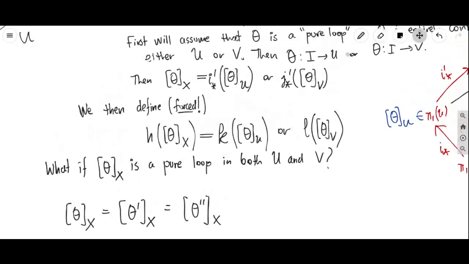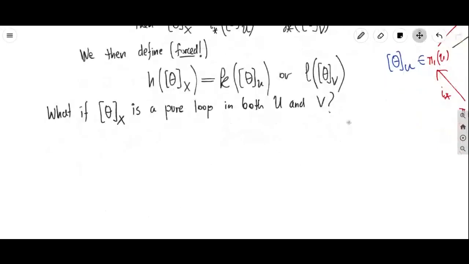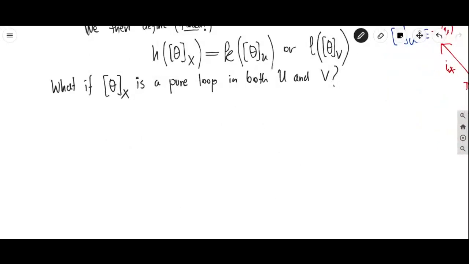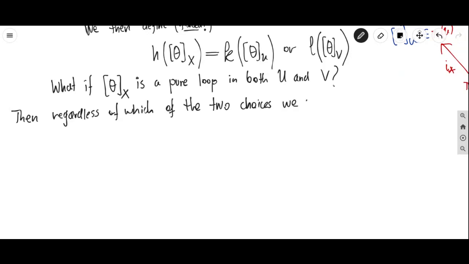We saw that if it's only contained in one of them, then there's no choice. It's clear how you define H. But what if it's contained in both? So what we're going to argue is it does not matter. Regardless of which of the two choices we use, it would not matter.